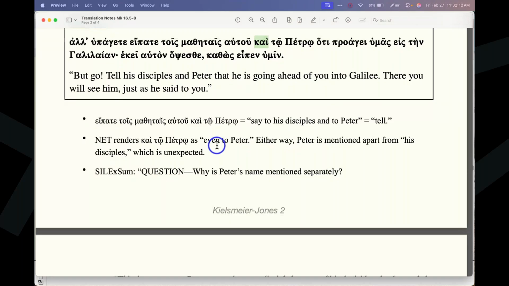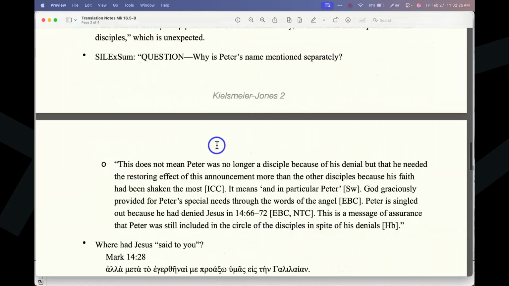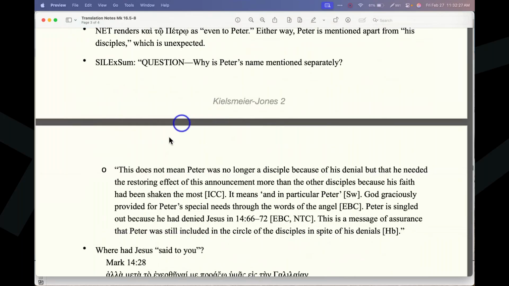Even if you don't do it that way, "tell his disciples and Peter," it kind of sticks out like a sore thumb, because I would expect, "tell his disciples that he is going ahead of you." It already includes Peter. Why are we mentioning him? Well, here's from the SIL Exegetical Summary Series. No shortage of interpretation about this in the 2,000 years that have followed. No shortage of sermons, and no shortage of opinions. So here are just some, and I'll read from this.